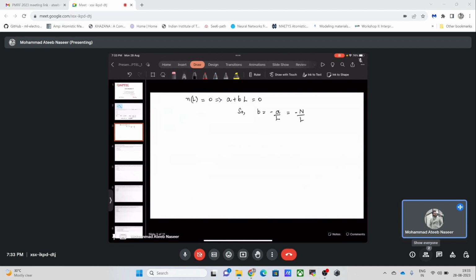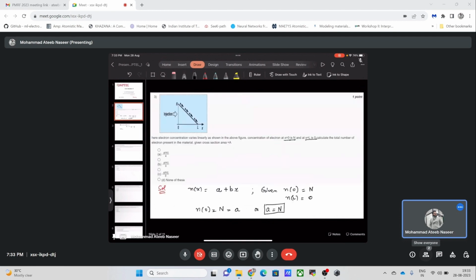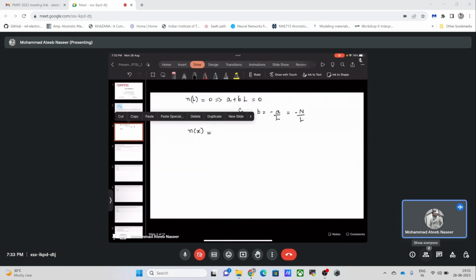So the equation that we will get for this electron concentration is simply n plus minus n by L times x. So it would simply be n times 1 minus x by L, where x lies between 0 to L. So this is the simple equation for the electron concentration that we will be obtaining.